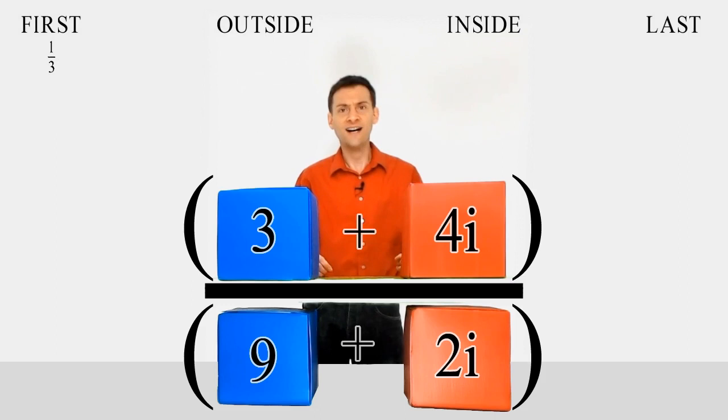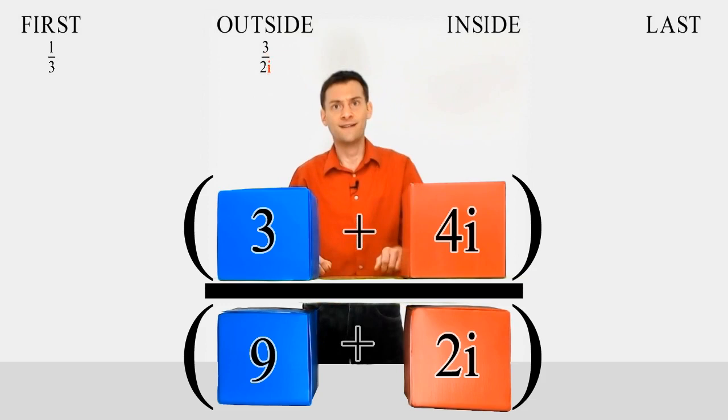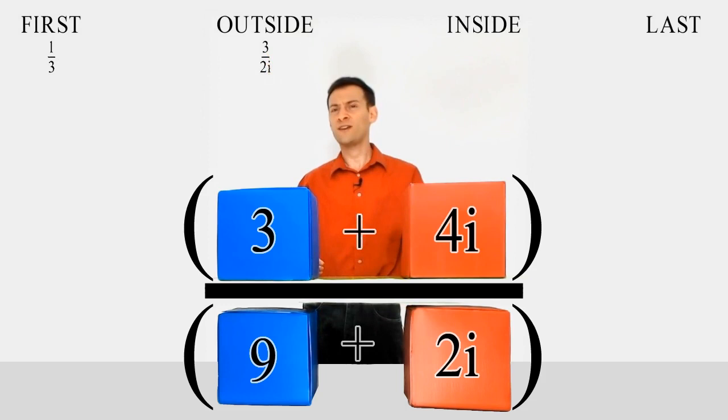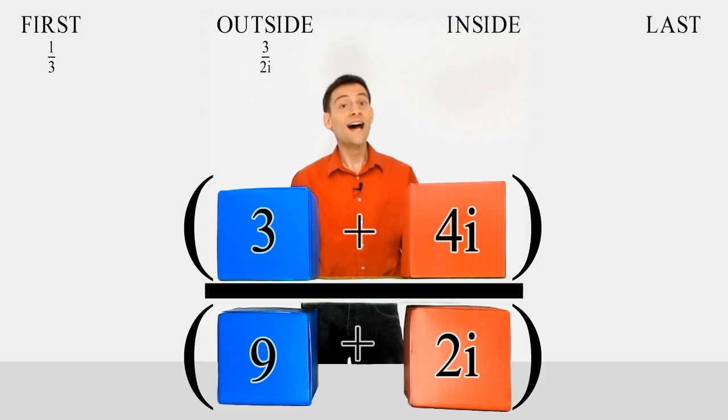If we divide the two outside terms, 3 divided by 2i, the i ends up on the bottom as the denominator. This makes things very awkward. We've already had enough trouble with i being the square root of minus 1, let alone having to introduce a new term to cope with 1 over the square root of minus 1. If only there was some trick we could use to get the i out of the denominator. Well, as it happens, there is. We use something called the complex conjugate.